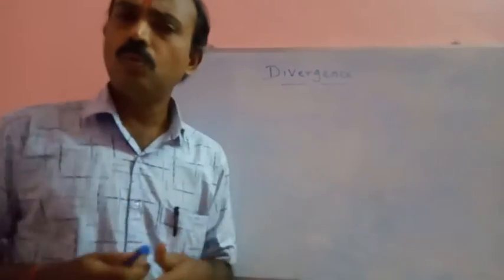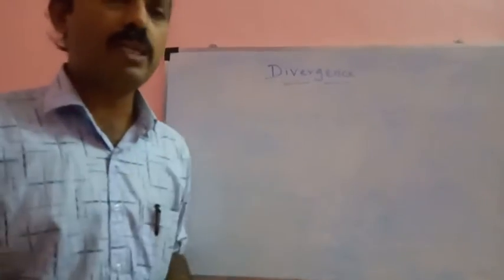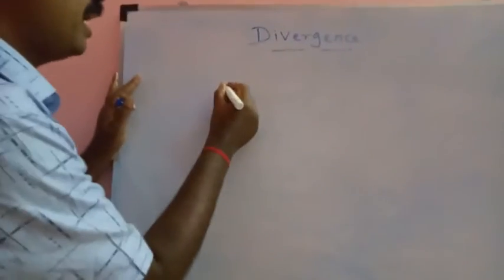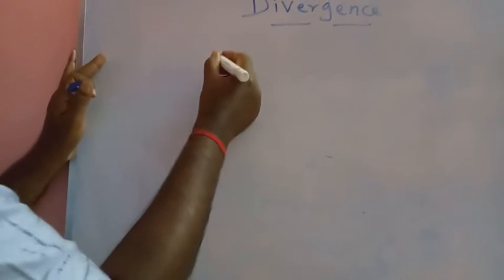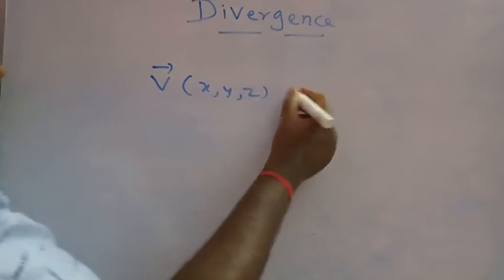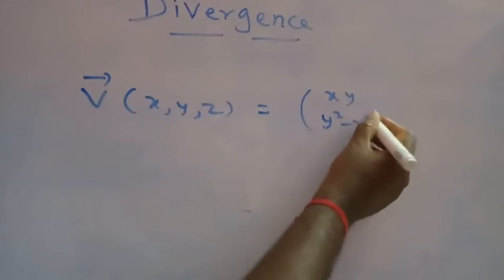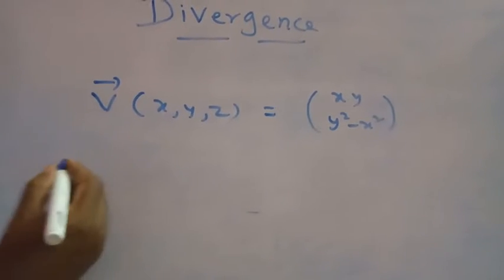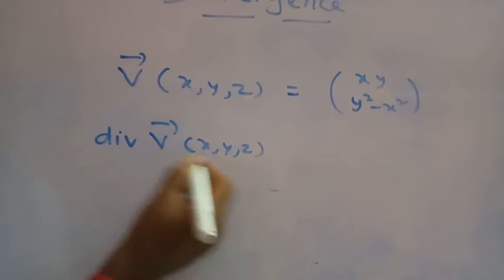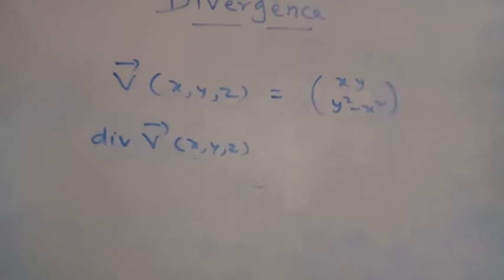Now we move to the representation of divergence. How to represent divergence? The symbolic representation of divergence. Suppose one function is there, v of x, y, z, that is in three dimensions. Suppose this value is xy and also y squared minus x squared. Then how to find the divergence of v of x, y, z? What is the meaning of x, y, z? This velocity has three coordinate axes: x, y, z.